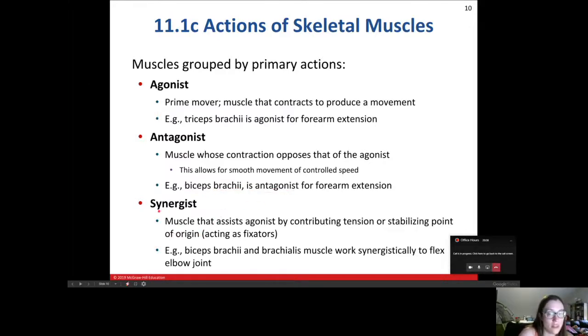Synergist is another word to know, and this is a muscle that assists that prime mover or the agonist. Usually it contributes tension or stabilizes a joint. But the biceps brachii and the brachialis work together as synergists. They work synergistically to flex the elbow joint.